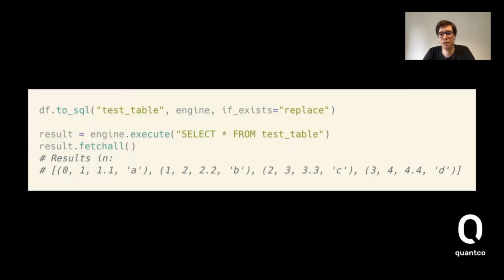To then see what's inside, we can use the plain SQL Alchemy interface. We can give it the select star from test table command in SQL, which will just fetch all data which is inside. That returns the SQL Alchemy result, and we can fetch that. And then we get the typical Python interface of the database result, which is a list of rows, and each row of the database table is presented as a tuple.